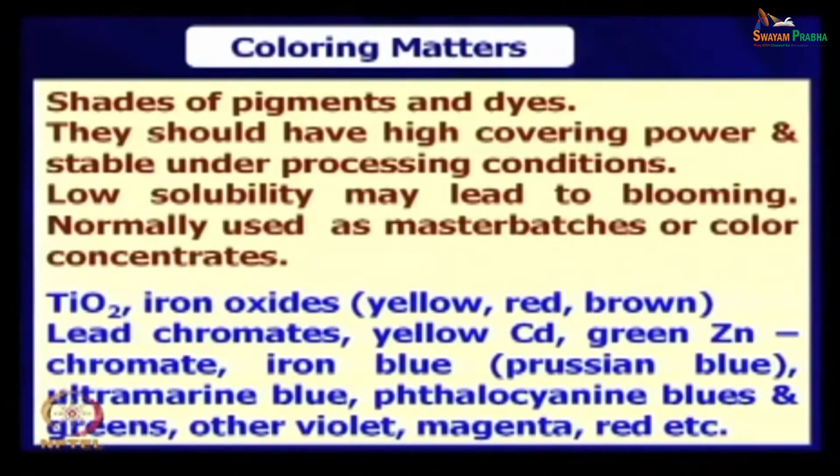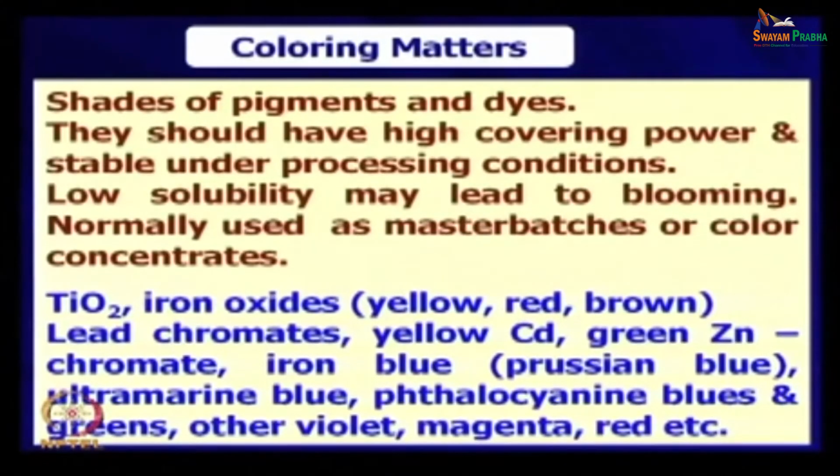Titanium dioxide, iron oxide, it may be again yellow iron oxide, red iron oxide, brown iron oxide, lead chromates, yellow red chromates, yellow cadmium, green zinc chromate, iron blue, Prussian blue, ultramarine blue, phthalocyanin blue, blue and greens, other violets, magenta, red color, etc. These are available and these are used for coloring of polymers. Not only that, say colors of paints and surface coatings, Asian paints, Berger paints, they are competing with each other for different color shadings, for coloring of your interior wall, outside wall, or coloring of any other object. All of those contain these coloring pigments or dyes.